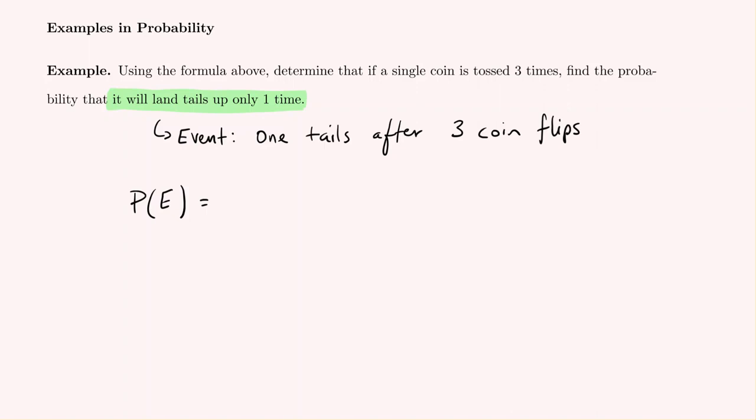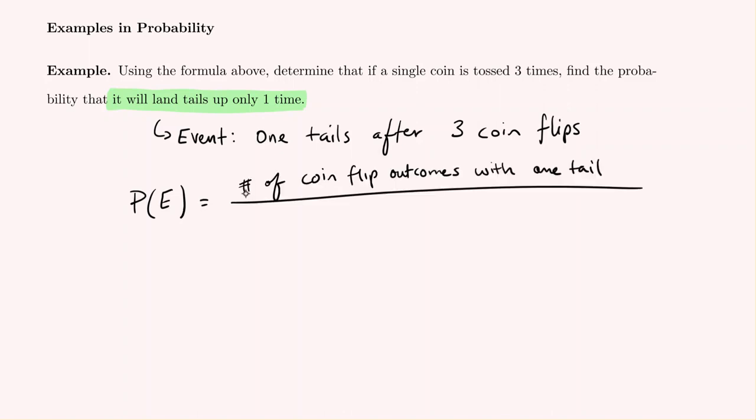Let's write out our basic formula, and this is something that I would encourage you to just repeat often after you finish this lesson to help you remember. The probability that an event occurs is the number of ways that the event could occur divided by the total number of ways. So for our particular example, that would be the number of coin flip outcomes with only 1 tail after flipping a coin 3 times, out of the total number of ways we could flip a coin 3 times.